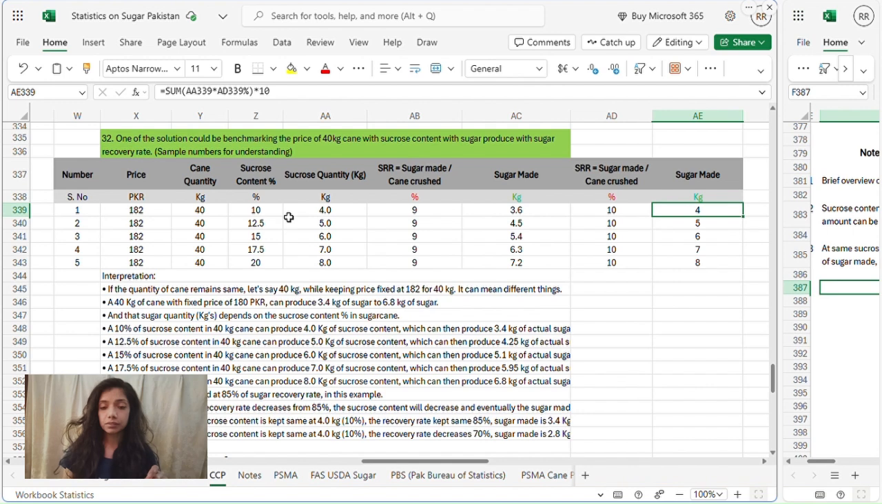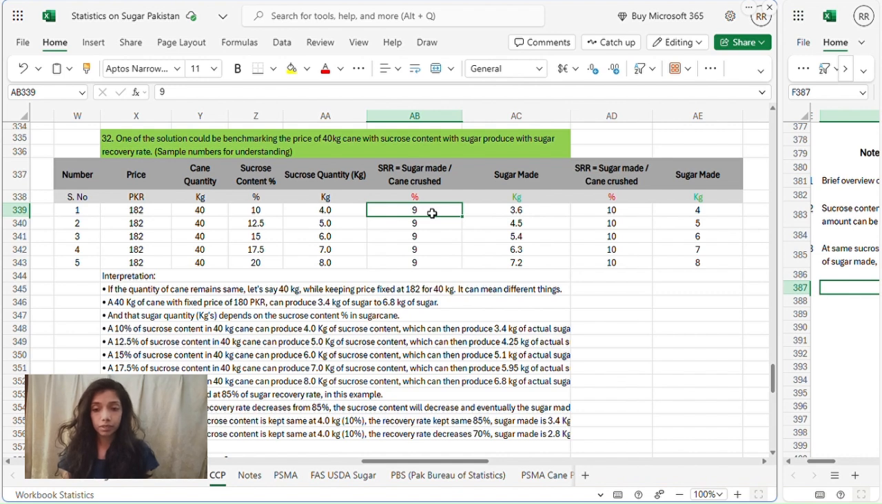Now, this might seem a bit startling. How is it that the cane quantity is the same, but when you change the sugar recovery rate percentage, the sugar quantity changes? Now this explains the total sugarcane produced and the total sugarcane crushed. Here comes the factor of efficiencies of the mills, in terms of when they crush the cane.